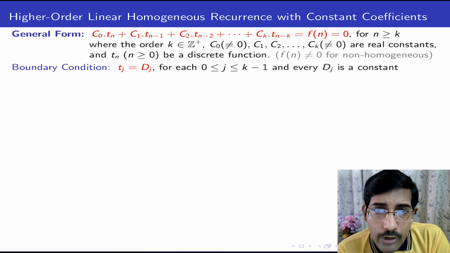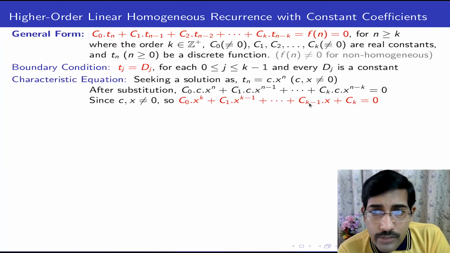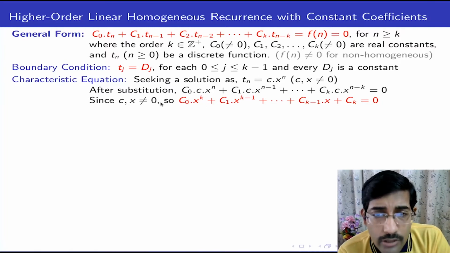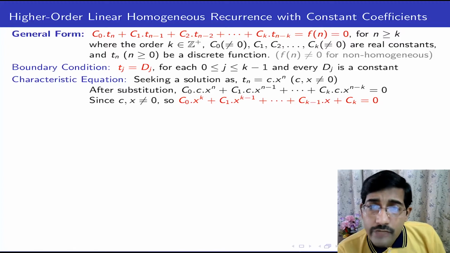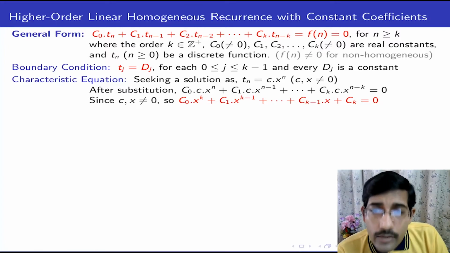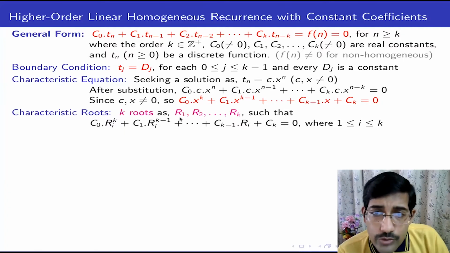If you remember, for the second order we can generalize the characteristic equation up to kth order. By replacing Tn equal to C times x to the power n, we get this kind of equation, and if C and x are not equal to 0, then we get a polynomial of order k: C0 x to the power k up to Ck x to the power 0, which is equal to 0. And if we solve it, as in the second order case where it's a quadratic equation and we get two roots, in the kth order case we will get k roots. Each root will satisfy the condition that if we put it in the characteristic equation, it will give 0.